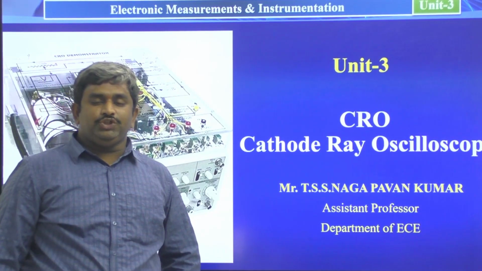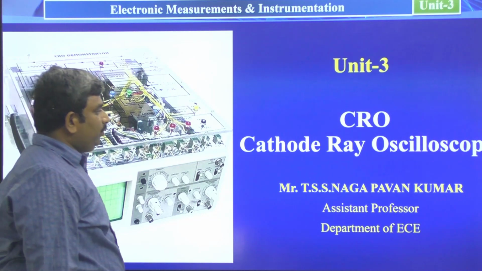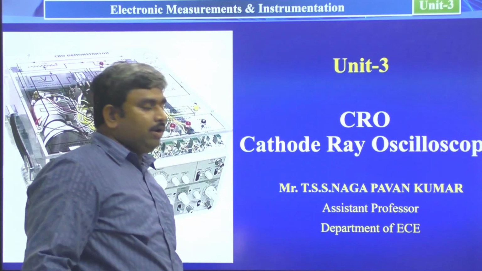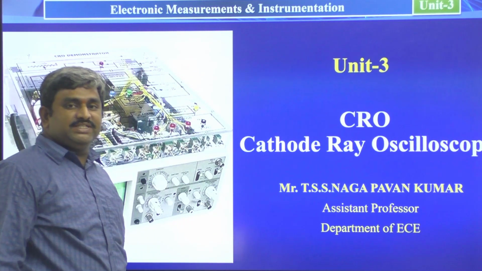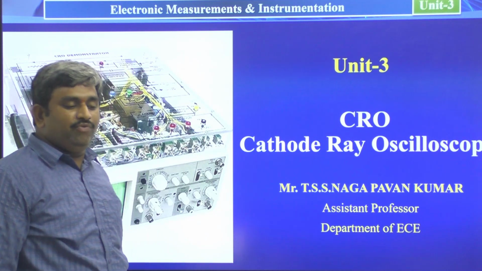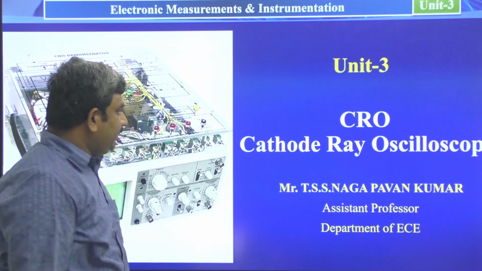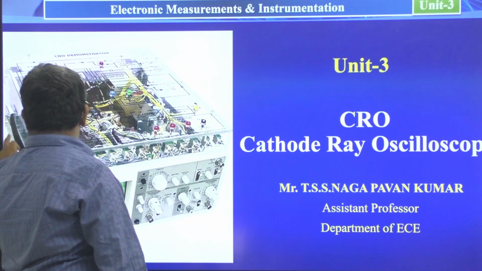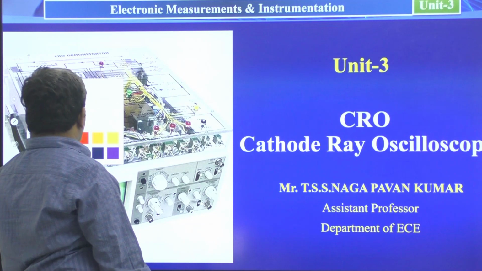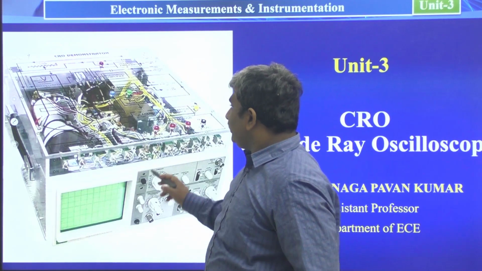Welcome to the next lecture of electronic measurements and instrumentation. Today we will see the cathode ray oscilloscope concept. In the last class we discussed the CRT, cathode ray tube, and we saw some generalized CRT features. In this class we will discuss some of the concepts related to the generalized oscilloscope, that is, the CRO.